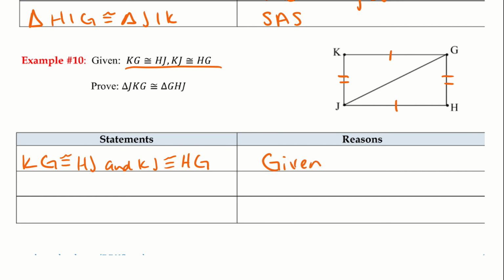Before I can start figuring out what my other statements and reasons are, I need to figure out what I'm trying to prove. I'm trying to prove that these two triangles are congruent. As I can see, I have two sides, but I don't have an included angle. I also do not have a third side. So I need to prove one of those things in order to show that they are congruent triangles.